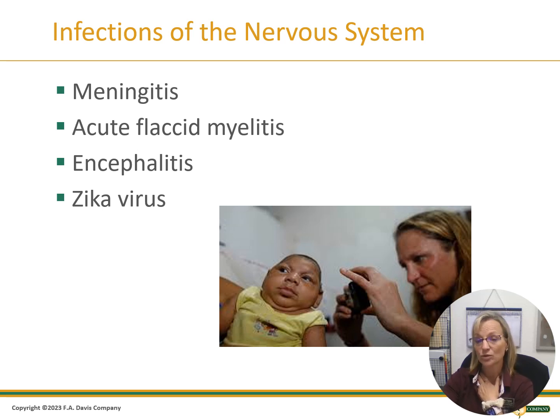Brudzinski sign, which is one that I use the most, is when you have them lying flat and you flex their neck up, then they automatically flex the legs, or vice versa. If you have them lying flat and you move their neck up, they automatically flex up the legs.